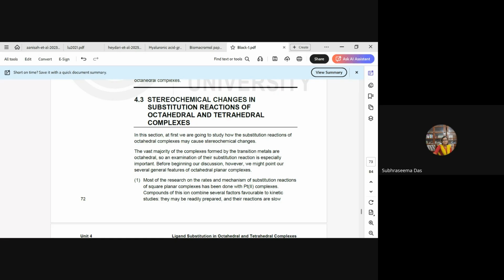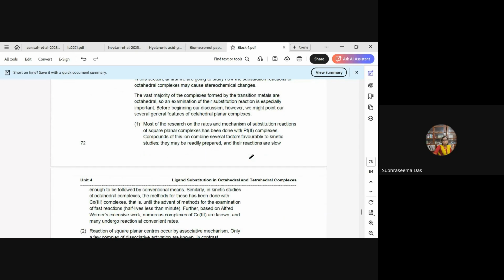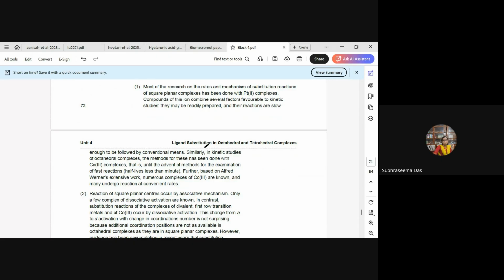Here we will study how the substitution reactions of octahedral complexes cause stereochemical changes. The majority of the complexes formed by the transition metals are octahedral. So before we begin, we will see the general features of octahedral complexes. Most of the research on substitution of square planar complexes has been done with platinum 2 plus. Compounds of this ion combine several factors: they are favorable to kinetic studies because they are easily prepared and their reaction is slow.